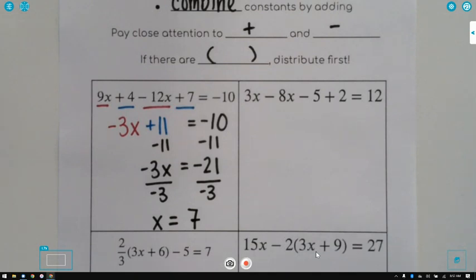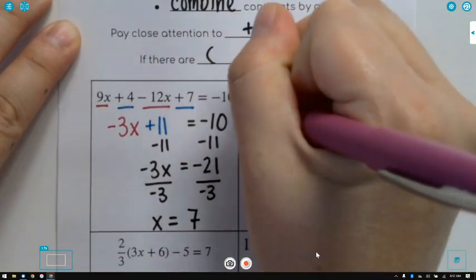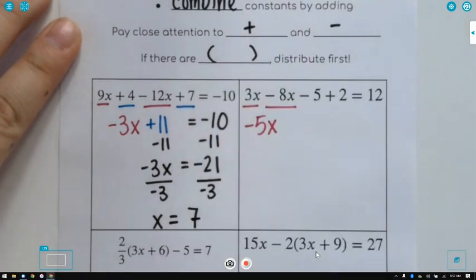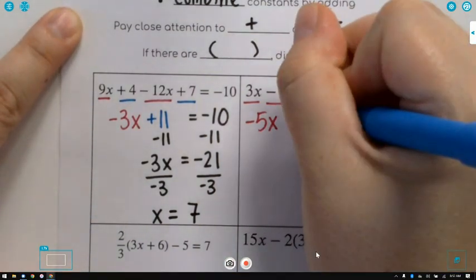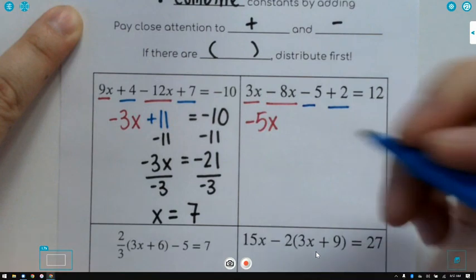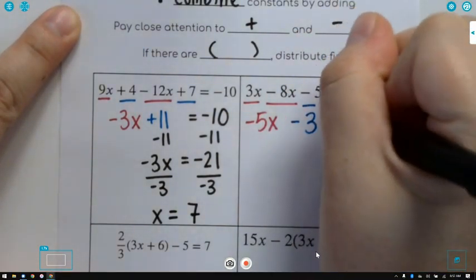Okay, moving on then. The next one, same concept. Combine together your x's, combine together your constants. So 3x minus 8x. We can think about that as 3 plus negative 8, or I think it's easier to just think about it as 3 minus 8. 3 minus 8 is going to give us negative 5. So I've got negative 5x. And then negative 5 plus 2. I owe you $5. I'm only able to pay you 2 back. I still owe you $3. So that's negative 3. That is equal to 12.